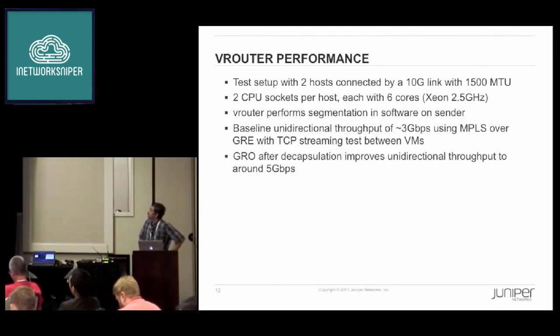So to measure performance, we have a setup with two servers. The servers are connected by a 10 gig link with a 1500 byte MTU. Each server has two CPU sockets, six cores. This is Xeon running at 2.5 gigahertz.